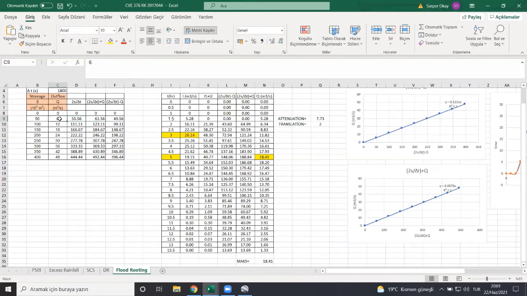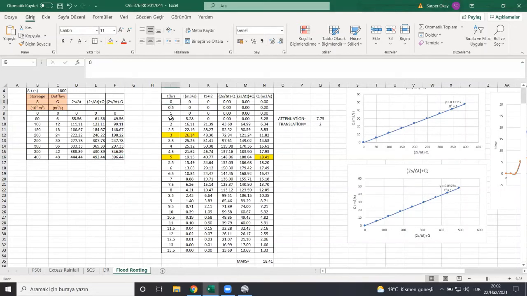After that, you are adding this discharge value to this one, because it's 2S/Δt + Q, and then you are subtracting this discharge value from this value. You are doing it for all of them. You need to do it for all of them, and you're going to fill a table like this. Once you fill this table, then the second step comes.